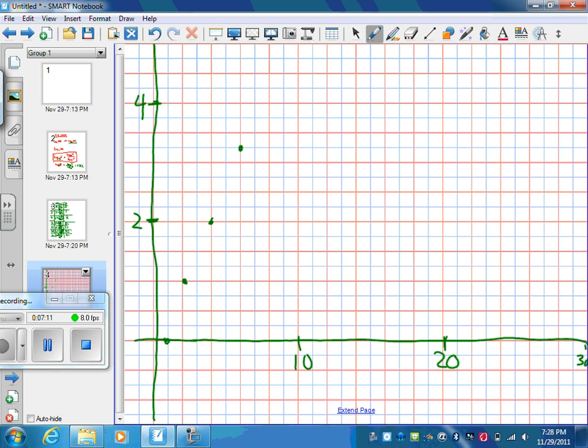I'm going to graph my points. I want you to graph your points. And then press play to see if our graphs look the same.